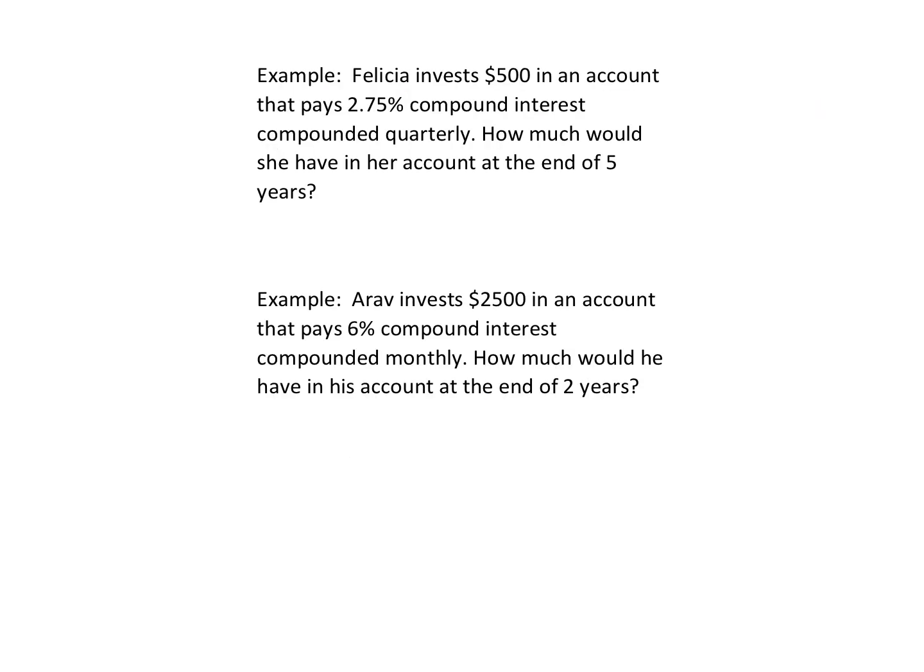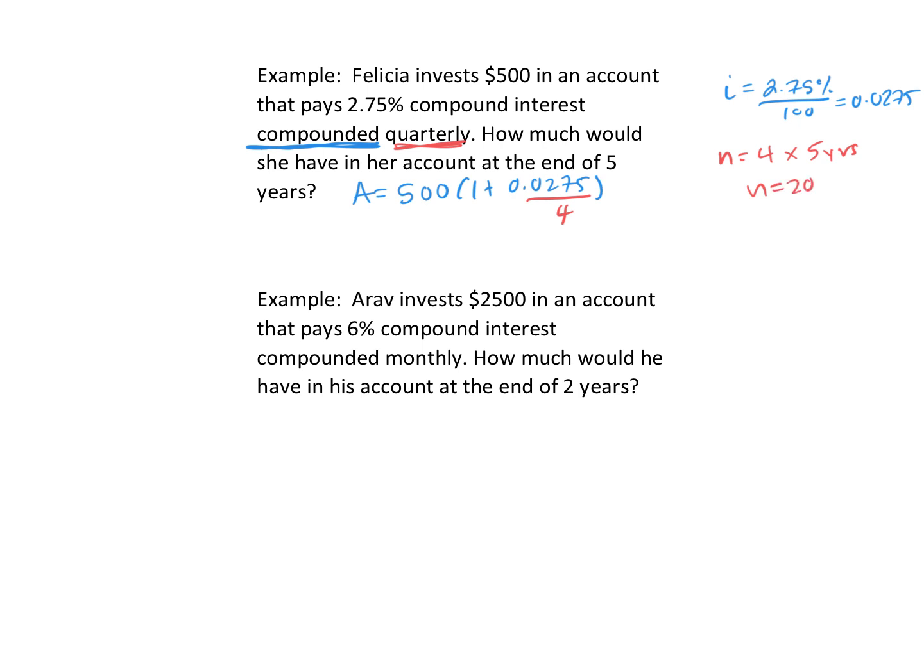Okay, in the next example, Alicia invests $500 at 2.75% compounded quarterly. How much should she have at the end of 5 years? So again, I see the word compounded, so I know it's compound interest. The initial amount is $500. The interest rate is 2.75%. Let's divide that by 100. So it's going to be 1 plus the decimal 0.0275. It is compounded quarterly, so we're going to divide that by 4. And then n is going to be 4 times a year for 5 years, so n is going to be 20.